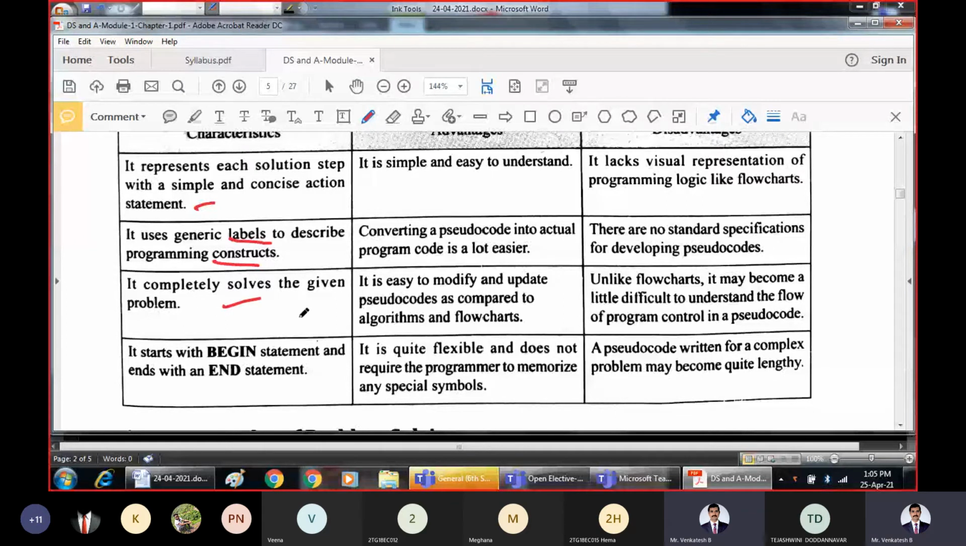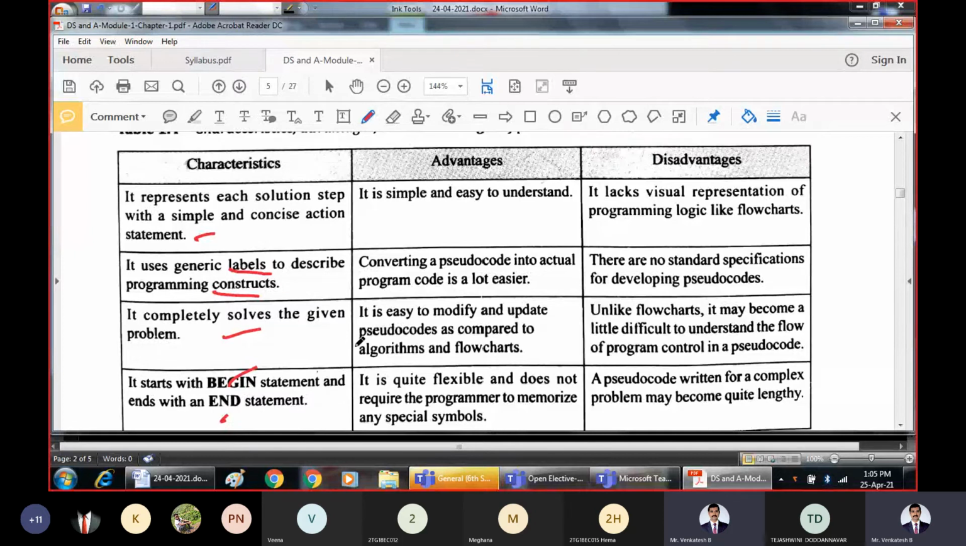So it's also solving the problem. It begins with begin and end. Next, it is very simple and easy to understand, because our intention is to write the program. Before the program, if you write the pseudocode, it will be simple to develop the program. As I said, converting a pseudocode into an actual program is easier. If the pseudocode is known to you, converting it to the actual program is very easy.